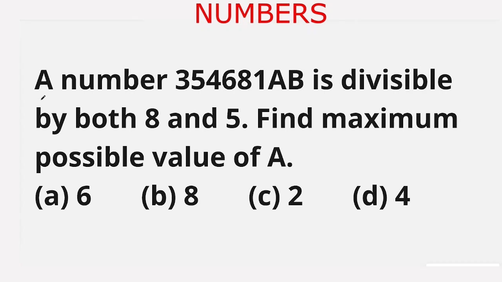Our question is, a number 354681AB is divisible by both 8 and 5. Find the maximum possible value of A. The given options are option A 6, option B 8, option C 2, option D 4.